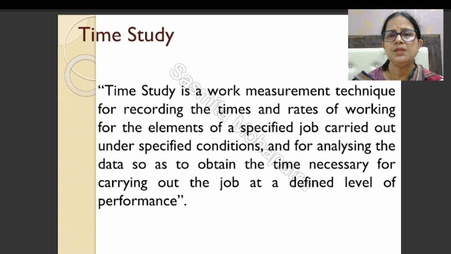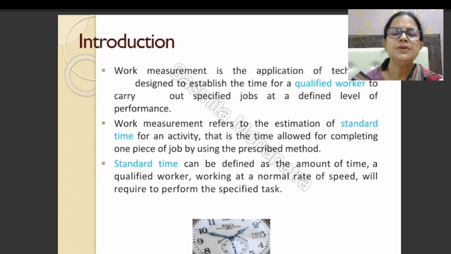So we always need to fix a standard time for a particular work so that we can observe how much time the workers take to complete that work. Work measurement is the application of techniques, as we have already discussed, to establish the time for a qualified worker to carry out a specified job.